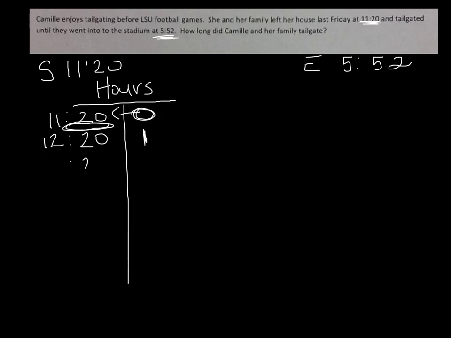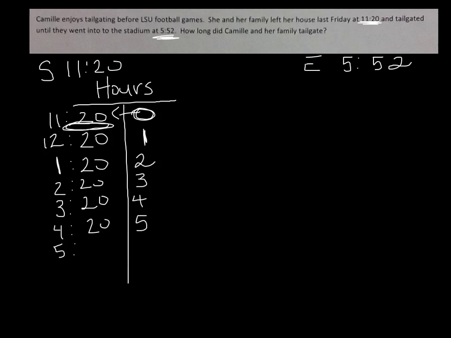So what's after 12:20? That's going to be 1:20, which will be 2 hours. And then it'll be 2:20. And then 3:20. I'm only counting hours. That's 4 hours. And then 4:20. 5 hours. 5:20. That's 6 hours. And then I could go to 6:20. But the problem is, we end it right here at 5:20.